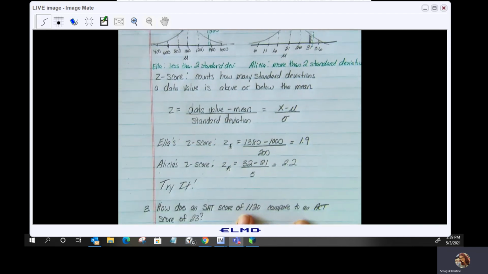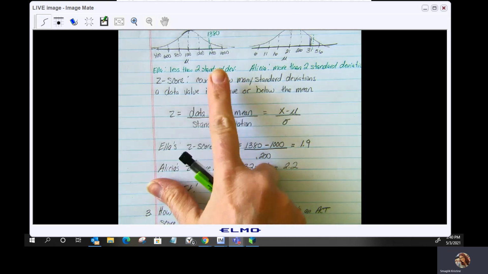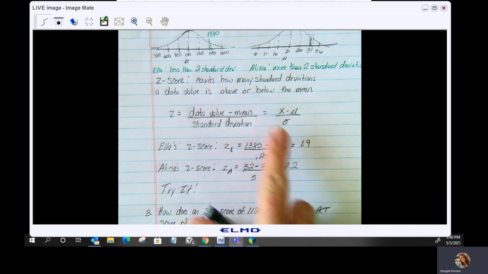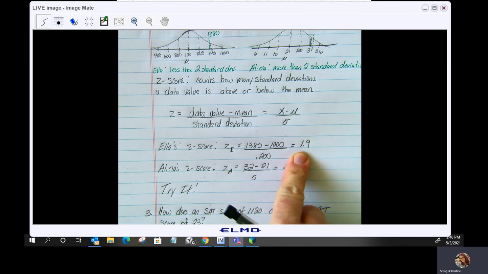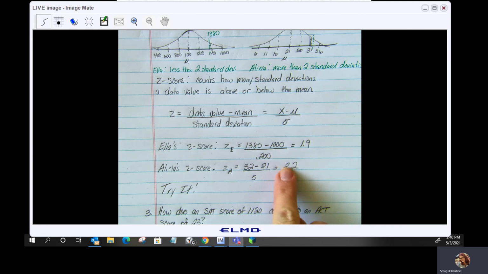So when we break down Ella's z-score and Alicia's z-score, we just substituted in the values and popped it into a calculator. Ella's z-score is 1.9. And again, 1.9, think about it, we were just below 2 standard deviations. Now notice that it's positive. If it's positive, it means it is above the mean. Alicia's is 2.2. And again, we noticed when we looked at it here that Alicia's data value was just a little bit above 2 standard deviations. So when you compare these, which are positive, Alicia has the better score.